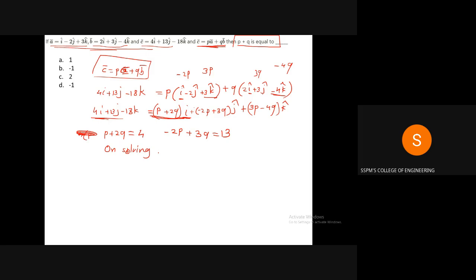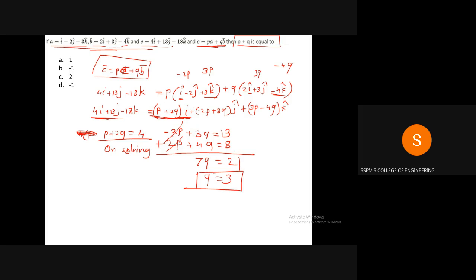Now if we solve this, we have to solve it by using the elimination method. That is, we have to cancel a coefficient. Here it is minus 2p, so we will multiply this equation by 2. We have 2p plus 4q is equal to 8. This has a minus sign and this has plus, so we will just add these equations, so they will get cancelled. So 3q plus 4q is 7q, 13 plus 8 is 21. So q is equal to 3. Value of q is 3.